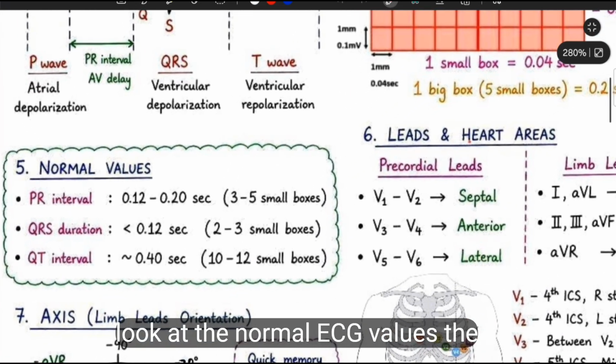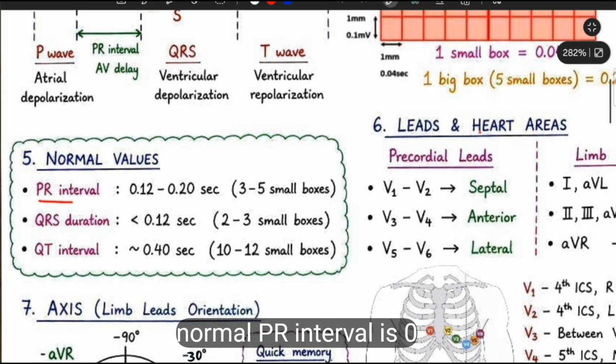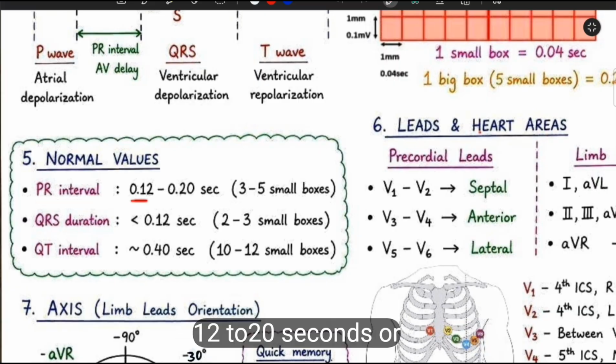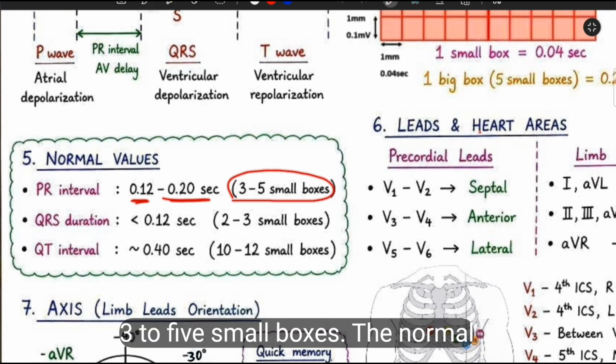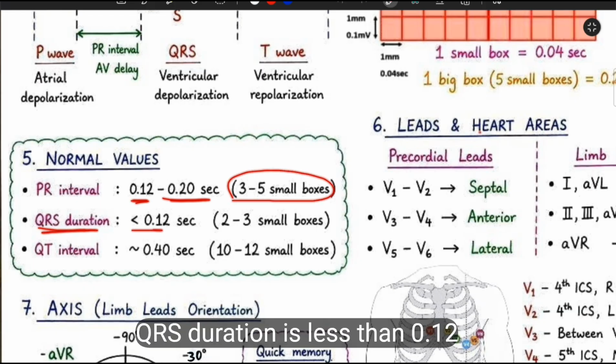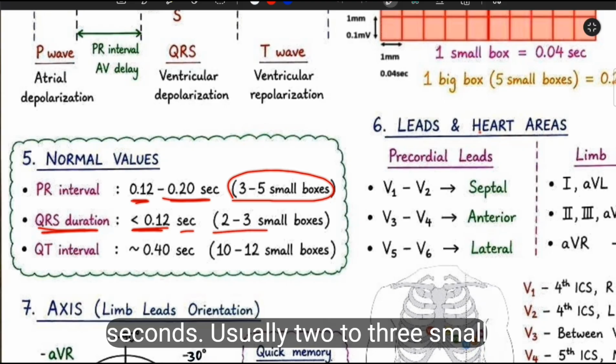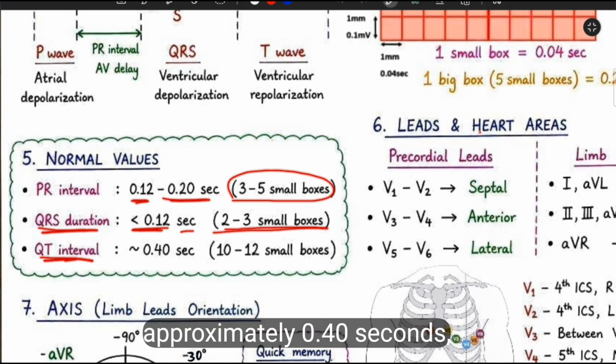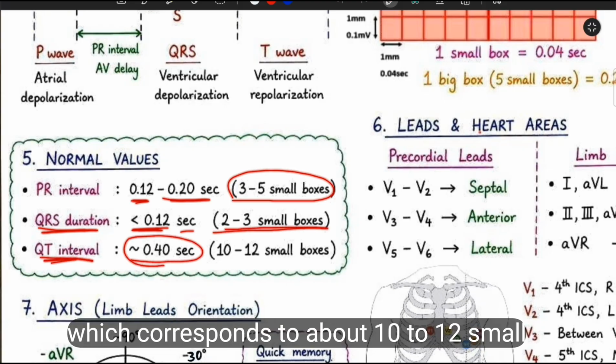Now let's look at the normal ECG values. The normal PR interval is 0.12 to 0.20 seconds, or 3 to 5 small boxes. The normal QRS duration is less than 0.12 seconds, usually 2 to 3 small boxes. The QT interval is approximately 0.40 seconds, which corresponds to about 10 to 12 small boxes.